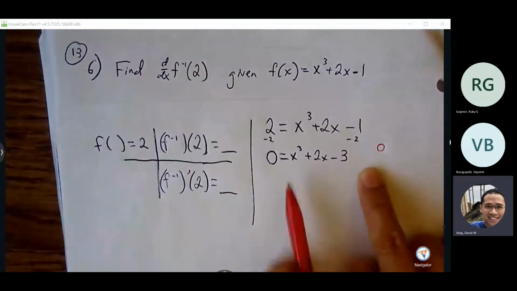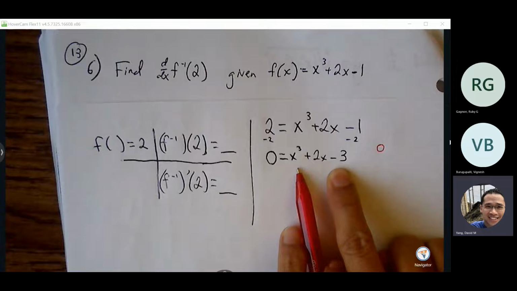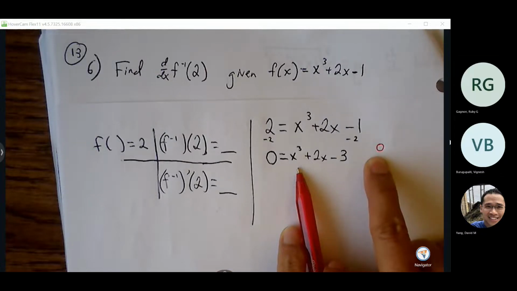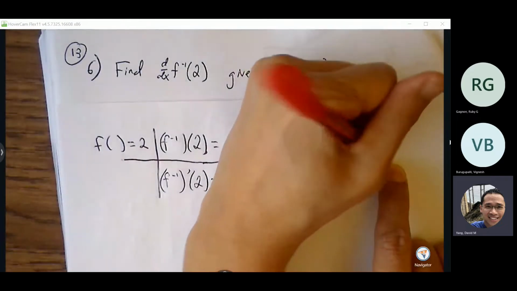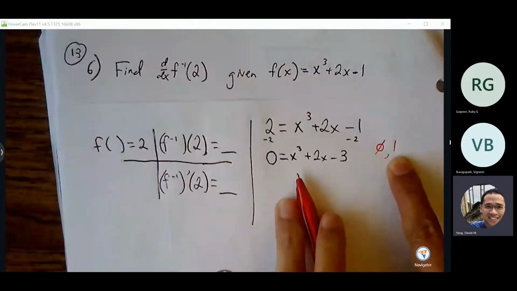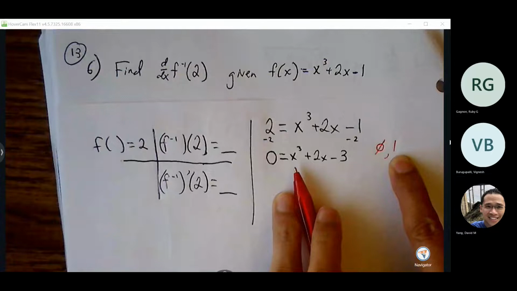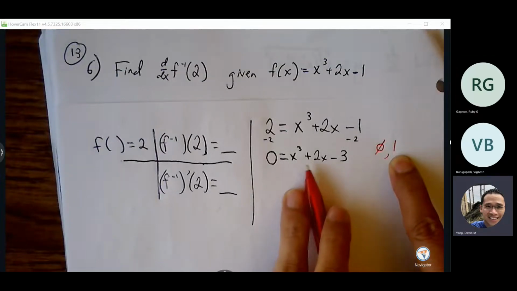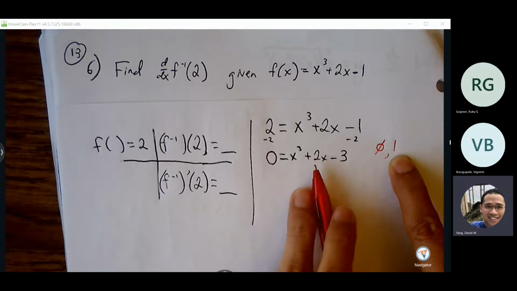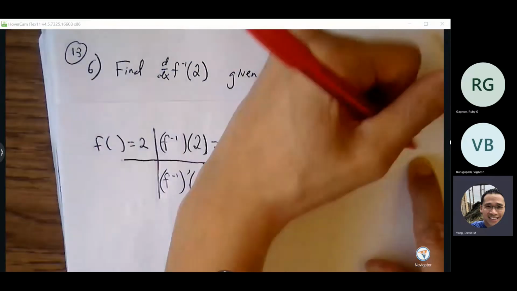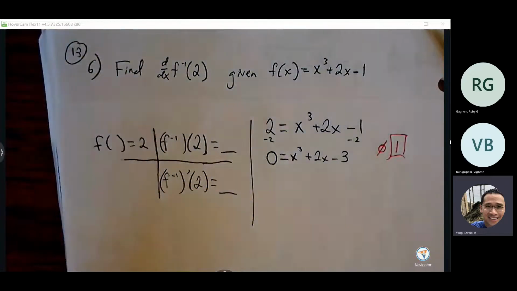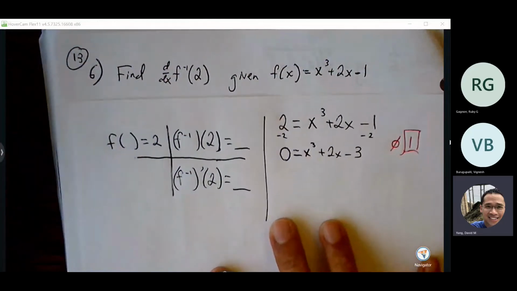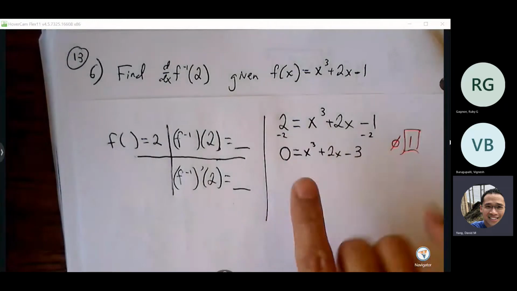If I plug in 0 for x, is that going to make this a true statement? 0 plus 0 minus 3 is not equal to 0, right? Okay, so it doesn't work. Okay, how about 1? Yeah, 1 cubed is 1. 2 times 1 is 2. 1 plus 2 is 3. 3 minus 3 is 0. Okay, we have the value that connects between the x and the y value.